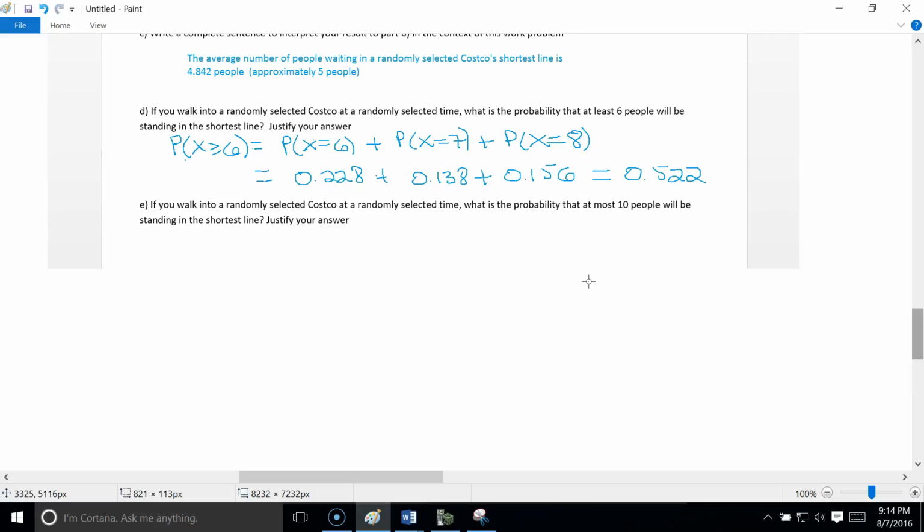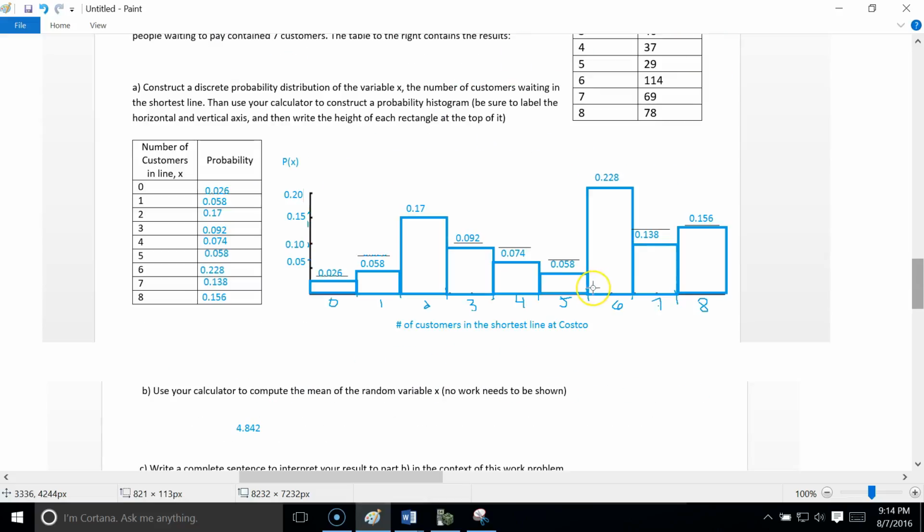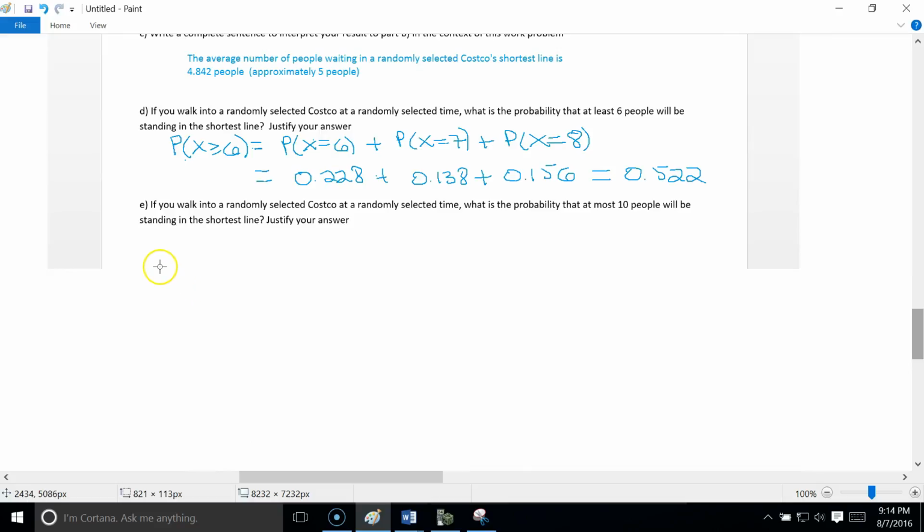Okay, part E. If you walk into a randomly selected Costco at a randomly selected time, what is the probability that at most 10 people will be standing in the shortest line? Justify your answer. Okay, this one's a little tricky because x only takes the values between 0 and 8. So how can this be asking us about 10? So it was a little tricky, but okay, consider this.